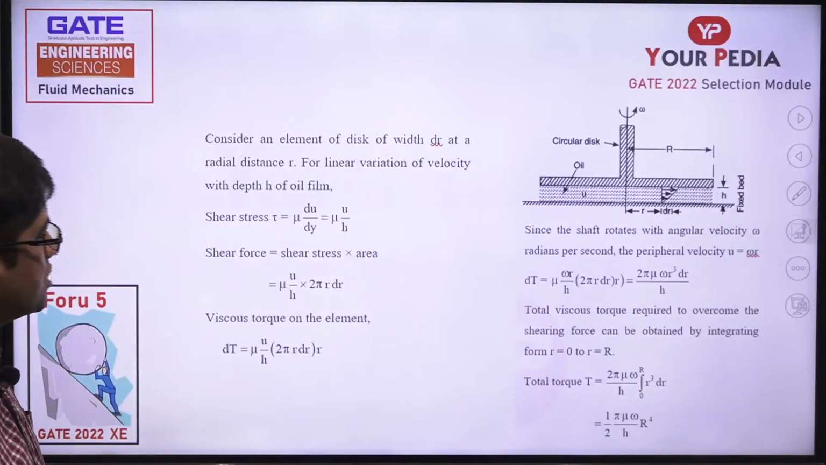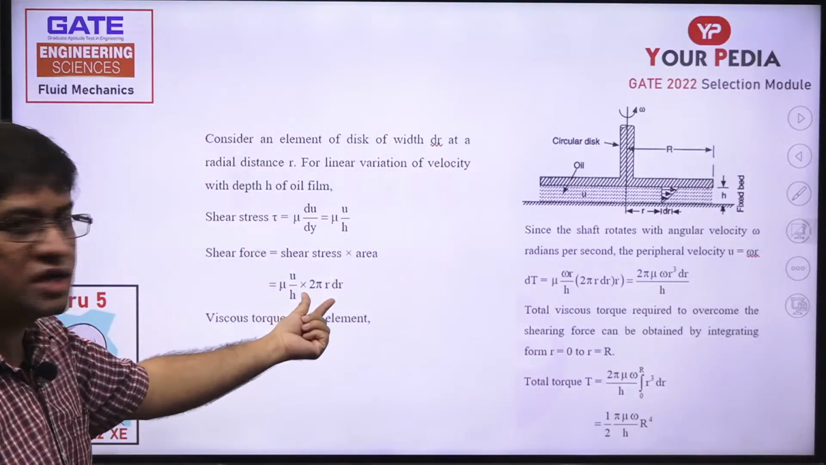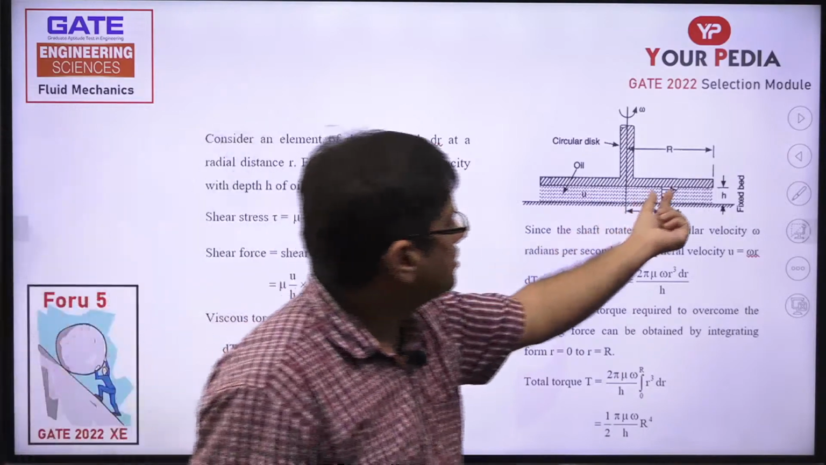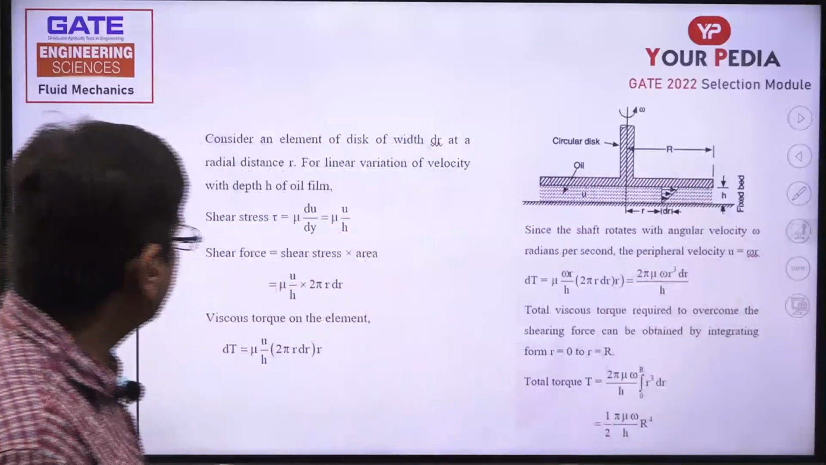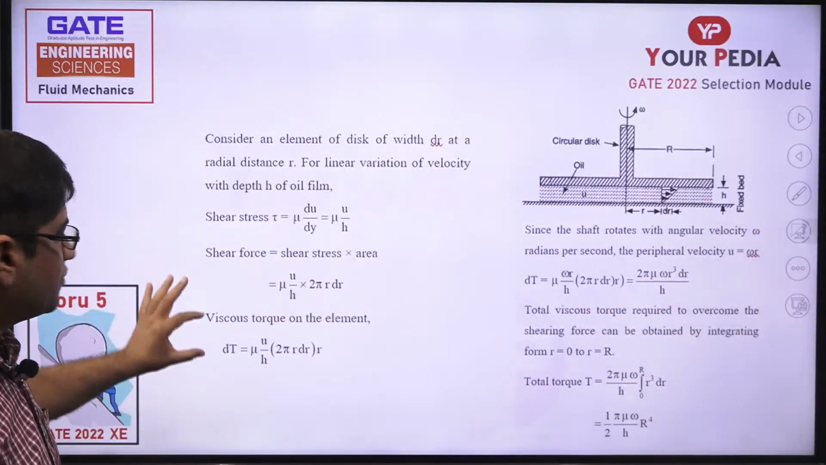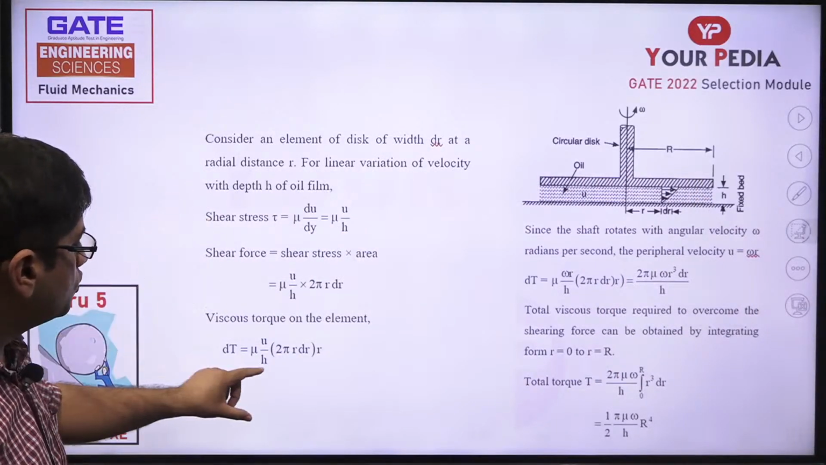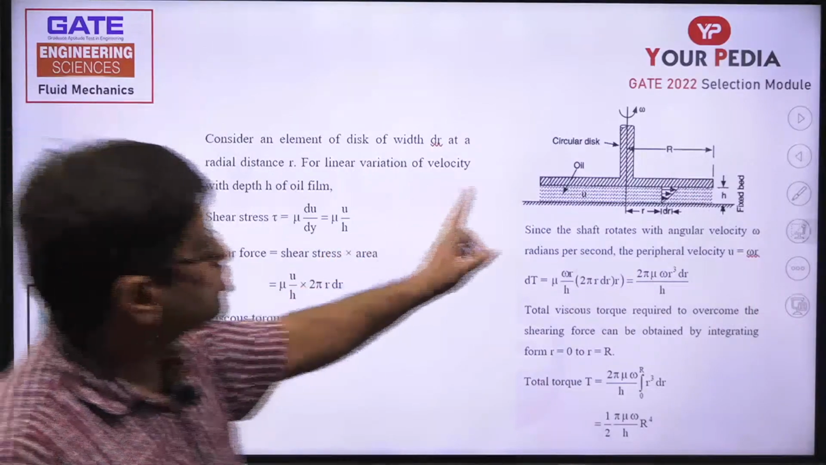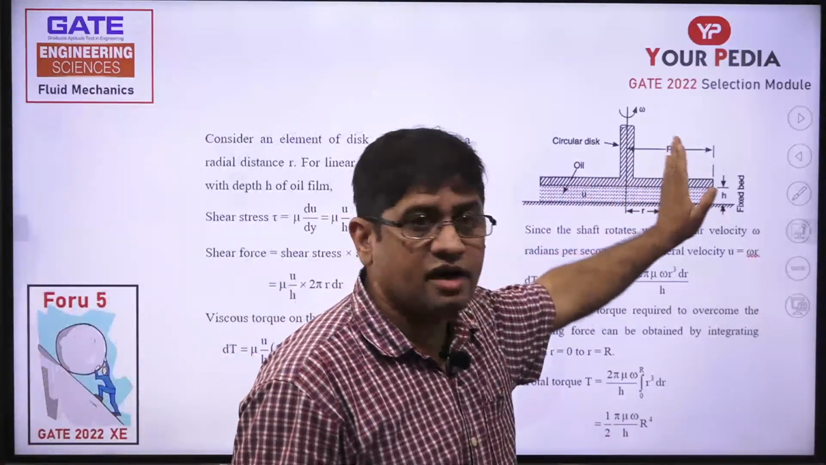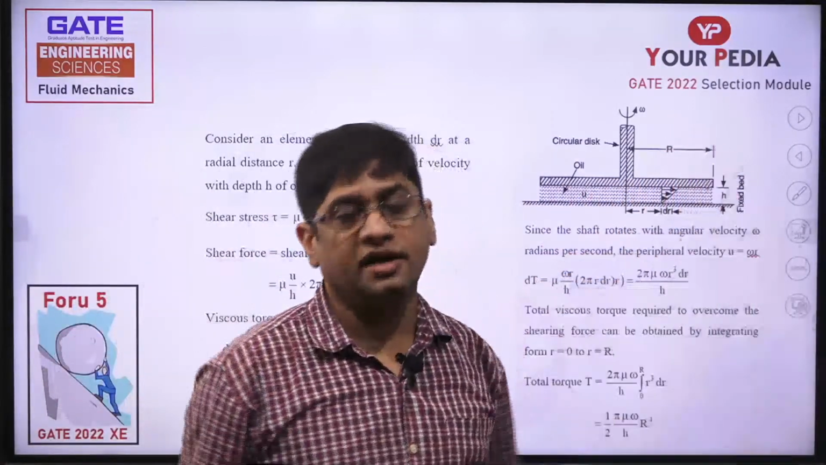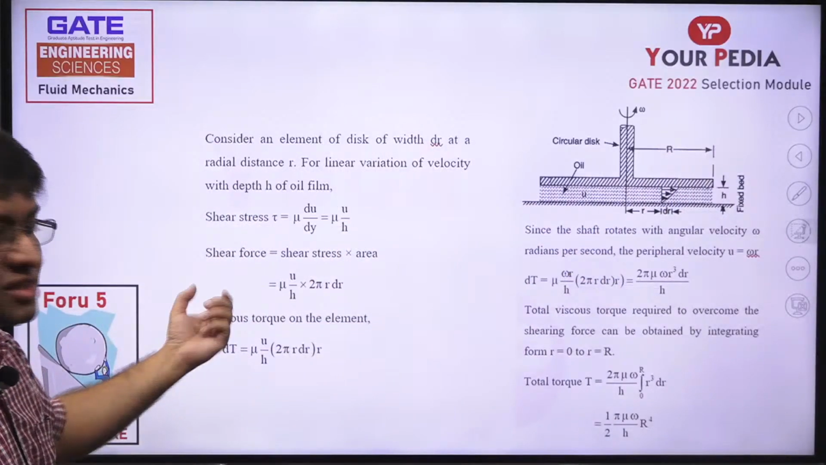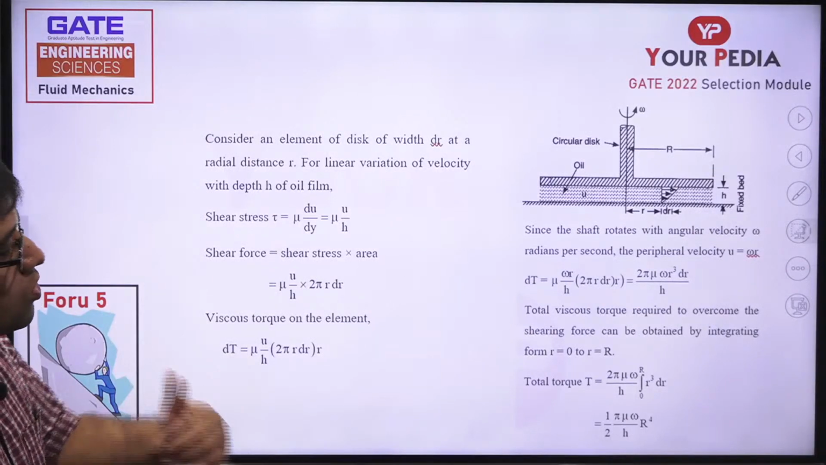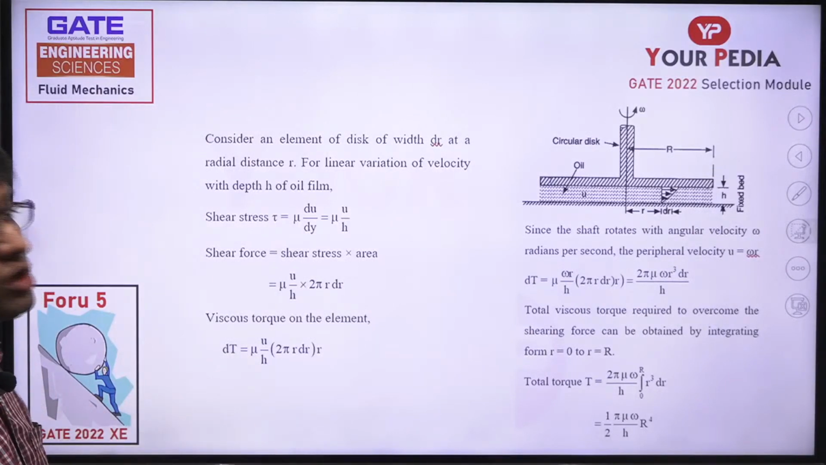What is the shear force? Shear force is shear stress into contact area. Contact area of what? The elemental strip we took, its area is 2 pi r into dr. So this will be the shear force. And what is the torque? Force into radial distance. If the force is known, then force into radial distance is the torque. So I get the torque also here. But this is the elemental torque. Now if I want to find the entire torque, I need to integrate.